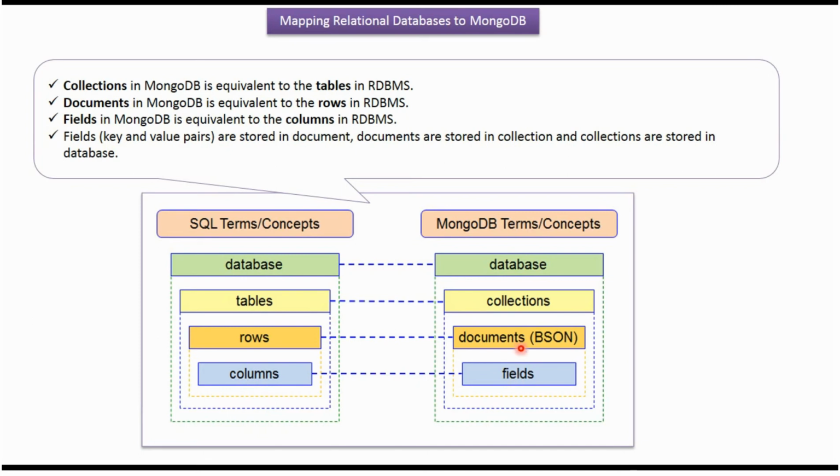Fields are stored in a document, documents are stored in a collection, and collections are stored in a database. Fields are nothing but key-value pairs, and documents will be in the BSON structure. It's the same as the JSON structure.